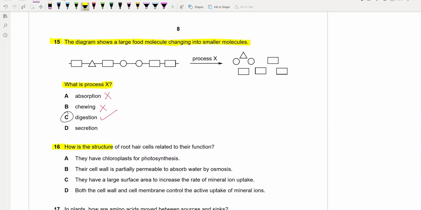Question number 16. How is the structure of root hair cells related to their function? Option A. They have chloroplasts for photosynthesis. Root hair cells don't have chloroplasts, so option A is wrong. Option B. Their cell wall is partially permeable to absorb water by osmosis, which is wrong. Option C. They have a large surface area to increase the rate of mineral ion uptake, which is correct. Option D. Both the cell walls and cell membrane control the active uptake of mineral ions, which is wrong. So the correct option would be option C.